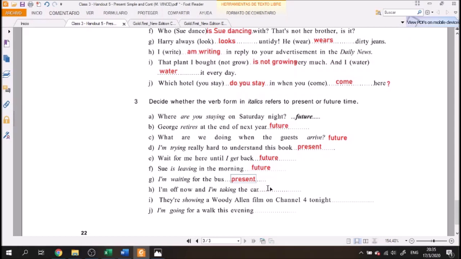I'm off now and I'm taking the car. Now, I'm taking the car. That's present again. They're showing a Woody Allen film on Channel 4 tonight. Future again. And what about J? I'm going for a walk this evening. Yeah, that was easy. Simple. Future again.